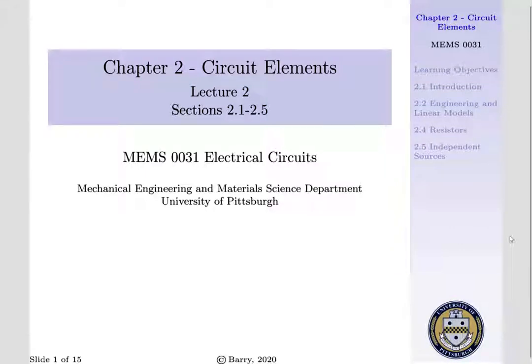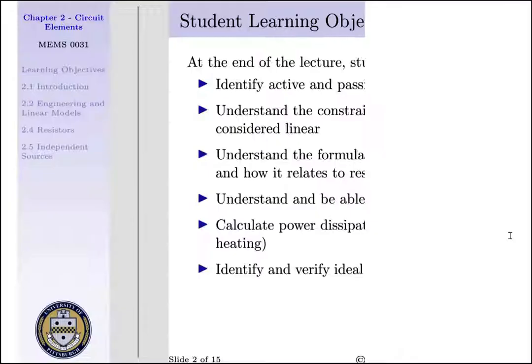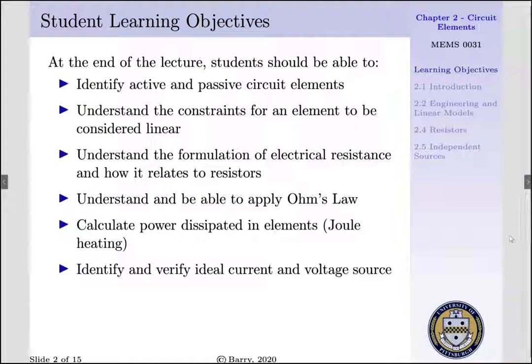Lecture 2 covers sections 2.1 through 2.5. At the end of today's lecture, you should be able to identify active and passive circuit elements. You should be able to understand the constraints for an element to be considered a linear circuit element. You should understand the formulation of electrical resistance and how it relates to resistors.